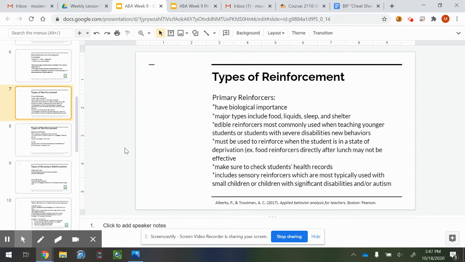Kind of a common sense thing to throw in here, but always make sure you check a student's health records to make sure that the edible items that you're giving them are okay. Primary reinforcers also include sensory reinforcers. These are most often used with small children or children with more significant disabilities or on the autism spectrum to meet different sensory needs. And there is a nice list of those in the book on page 194.